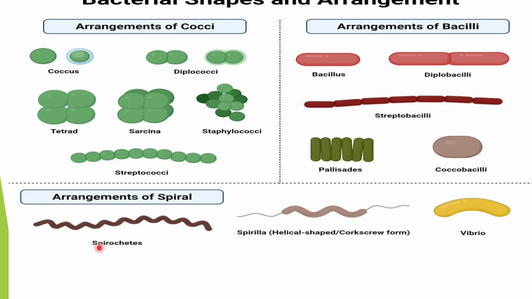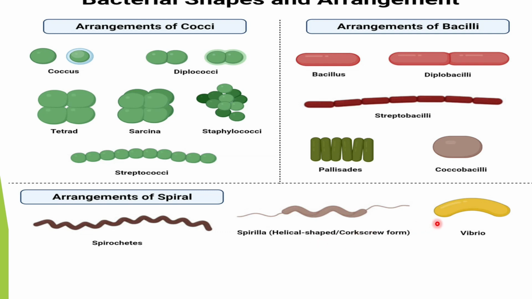Spirochetes are spiral, thin and flexible. Coming to spirillum, they are gram-negative bacteria with external flagella, and they are helical or corkscrew in form. Examples are Campylobacter jejuni and Helicobacter pylori.